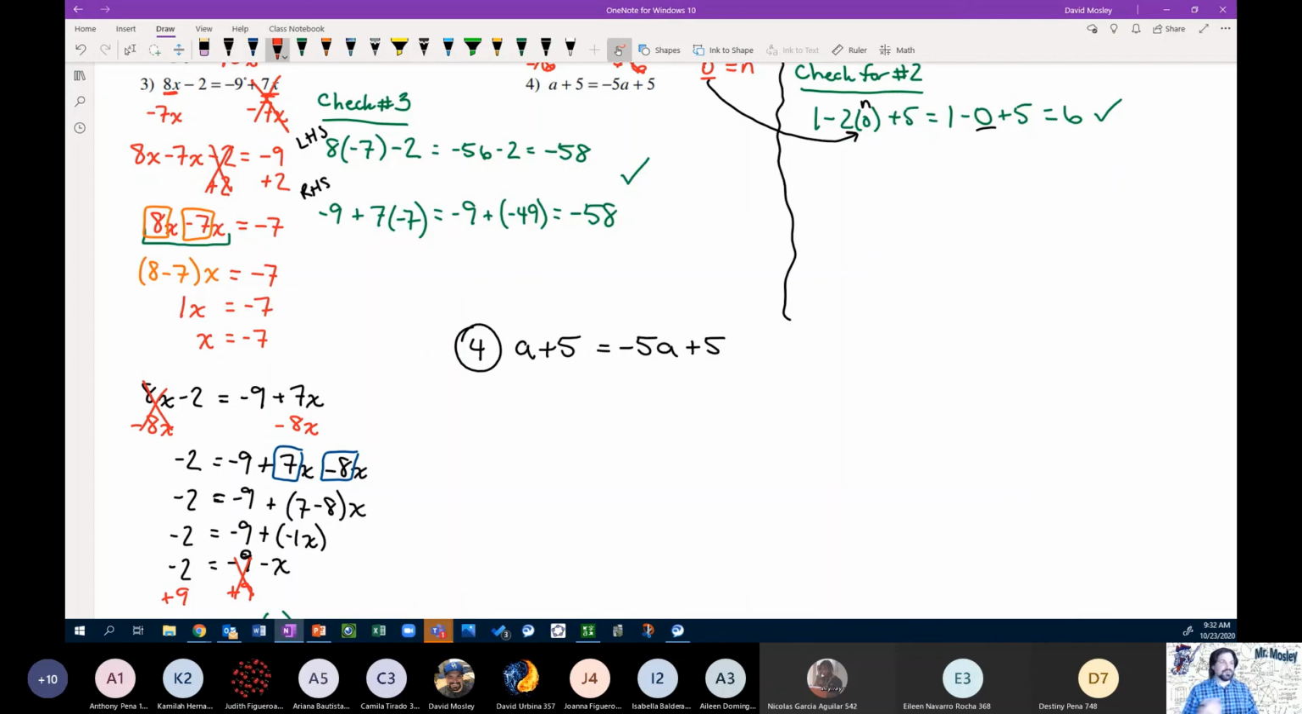Strategically, I want a positive a. I know that if I add 5a to each side, I'll have a positive value for a at the end. I won't have extra steps. So I'm going to say plus 5a, plus 5a. Minus 5a plus 5a cancels out. Then we have a plus 5a. We can also think of this as 1a plus 5a. If I have 1a and I add 5 more a's, that's 6a.